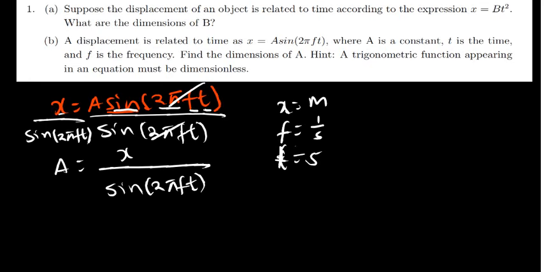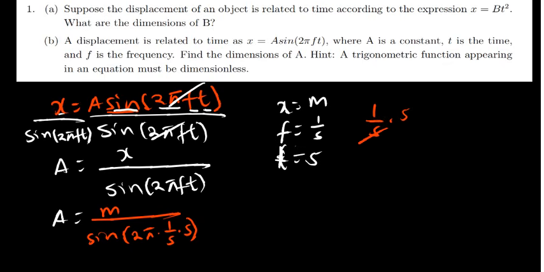Now let's plug in the values there. A is going to be equal to, where there is x, let's put meters, and then divided by sine open brackets 2 pi. This is a trig function, so it's going to be dimensionless, as well as these guys, because they are constant. And then where there is frequency, we are going to put 1 over second times second for the time. Does that make sense? Don't you think we have 1 over s times s? Don't you think that we can cancel s and s?